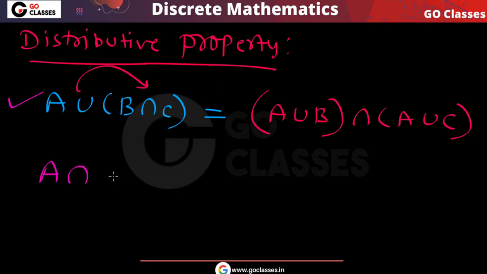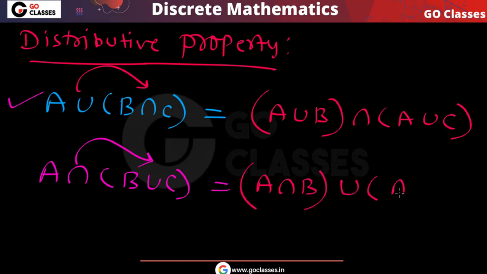Similarly, this is also correct: A intersection B union C. Here you can distribute this intersection over union. So what you will get is A intersection B union A intersection C.